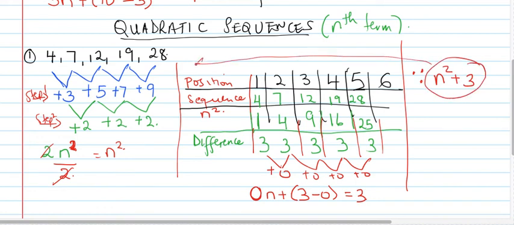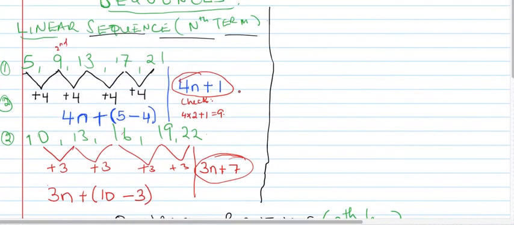Let's test it. I want to get the fourth term, 19. So if I want to get the fourth term, n is position, so I'll say 4 squared plus 3. So 16 plus 3 is 19. So this here is the correct answer. So these are the steps you follow when you're getting the nth term of a quadratic sequence, and these here are the steps you follow when you're getting the nth term of a linear sequence.